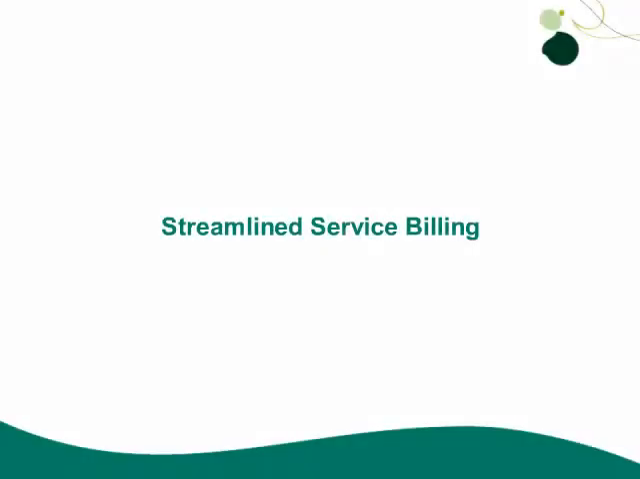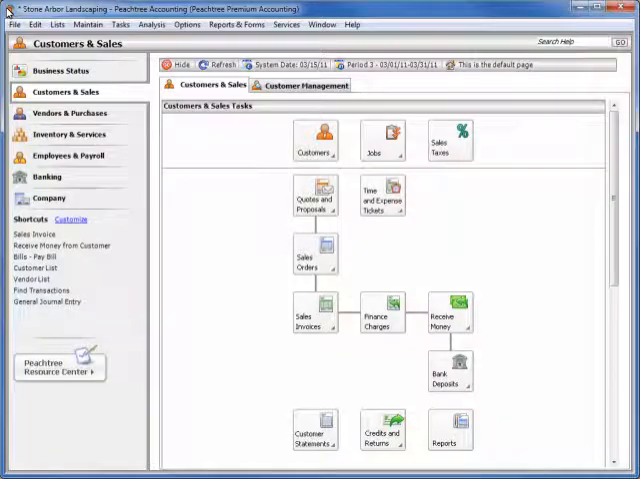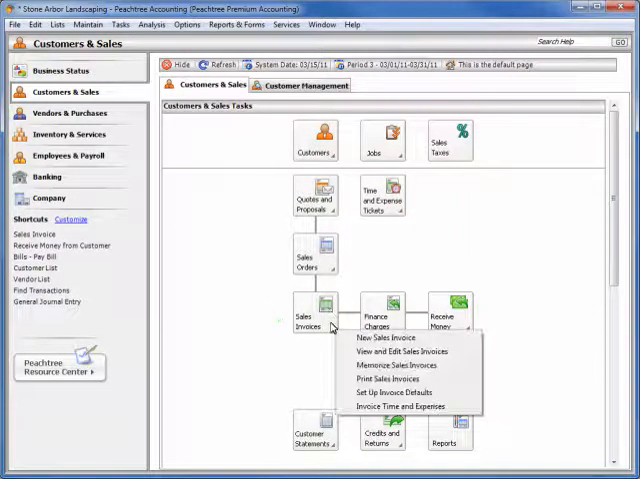The new time and expense invoicing window provides a streamlined billing process so that you can generate sales invoices for outstanding time tickets, expense tickets, and reimbursable expenses quickly and efficiently. Access this new feature by clicking on the sales invoices icon and selecting invoice time and expenses.